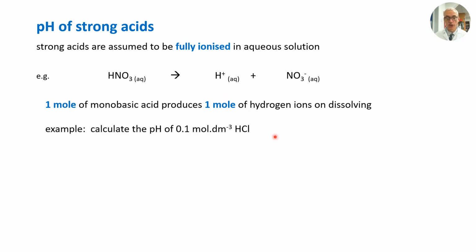So let's look at an example. How to calculate the pH of 0.1 mole per decimeter cubed hydrochloric acid. Hydrochloric acid is a strong acid, so the concentration of hydrochloric acid equals the concentration of hydrogen ions released and is therefore 0.1 moles per decimeter cubed. We plug that number into the formula minus log the concentration of H+ ions, so minus log 0.1. The calculator provides a pH of 1.